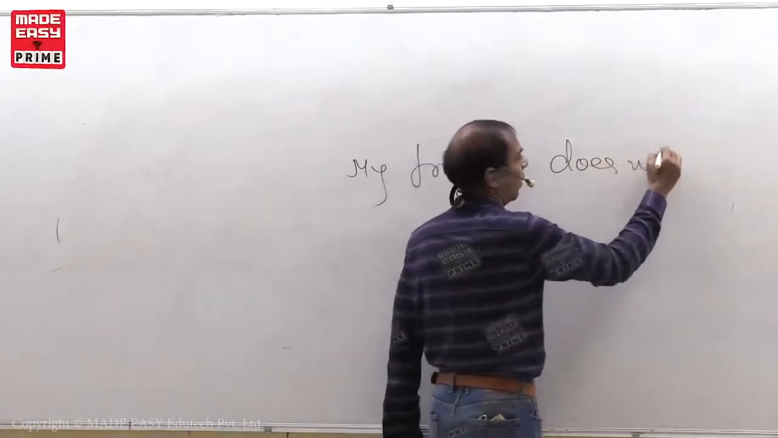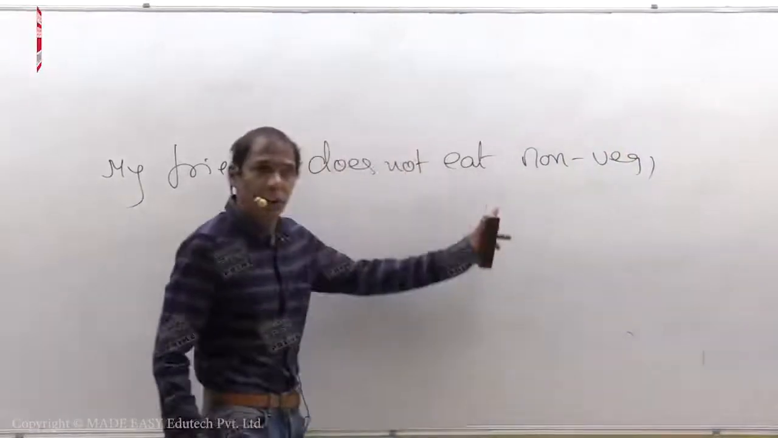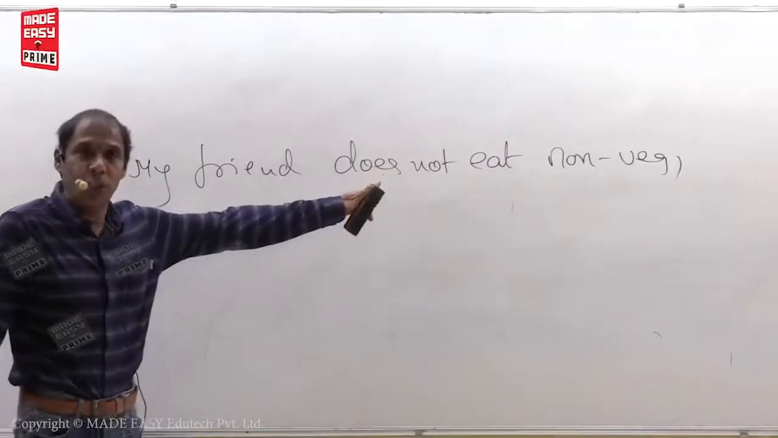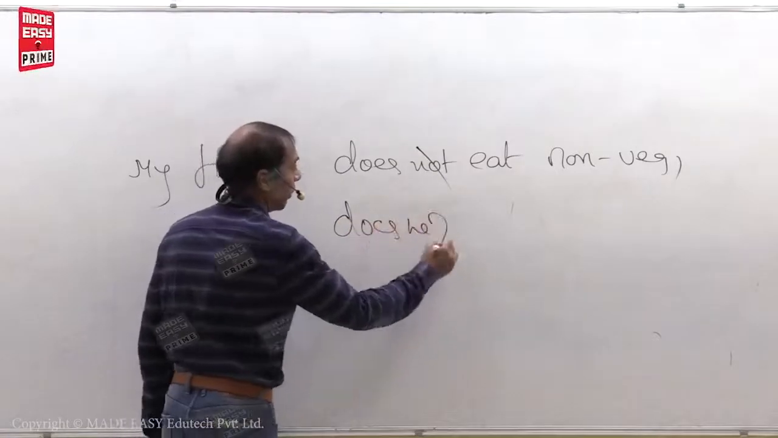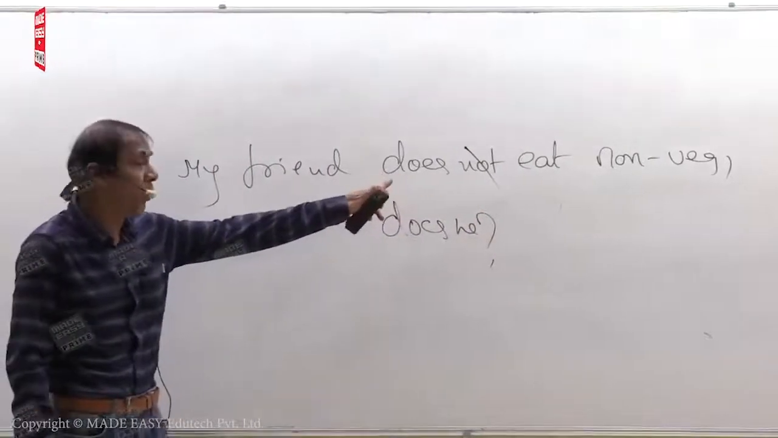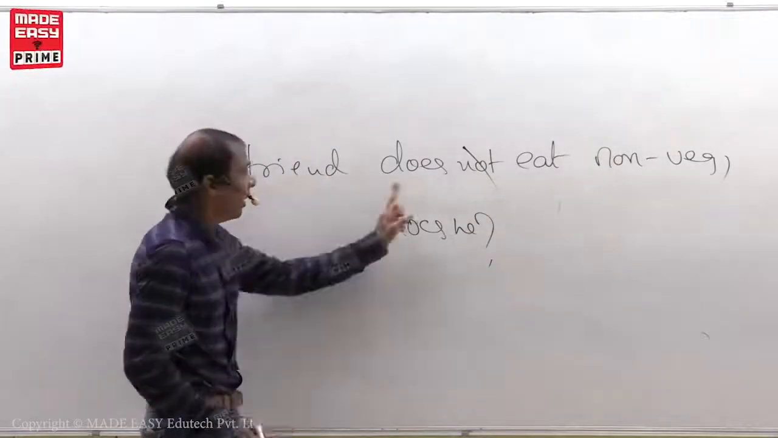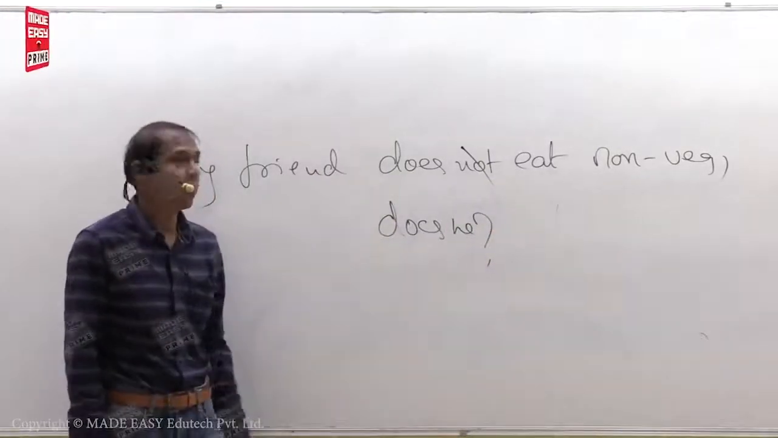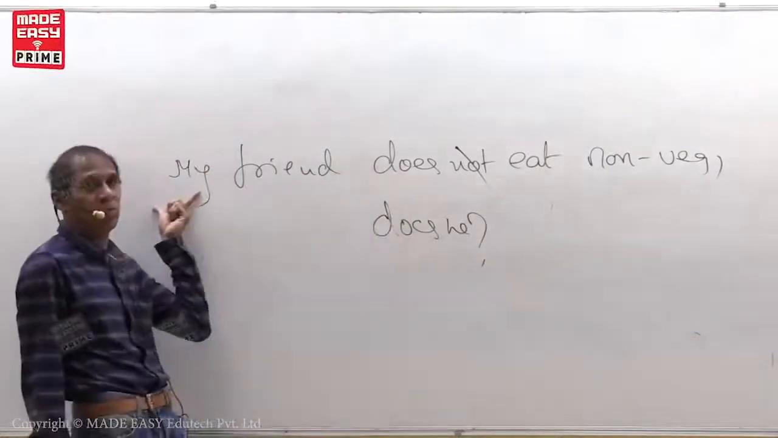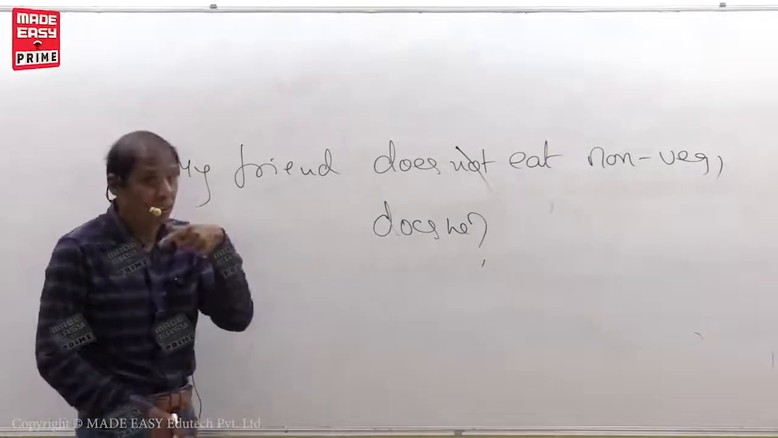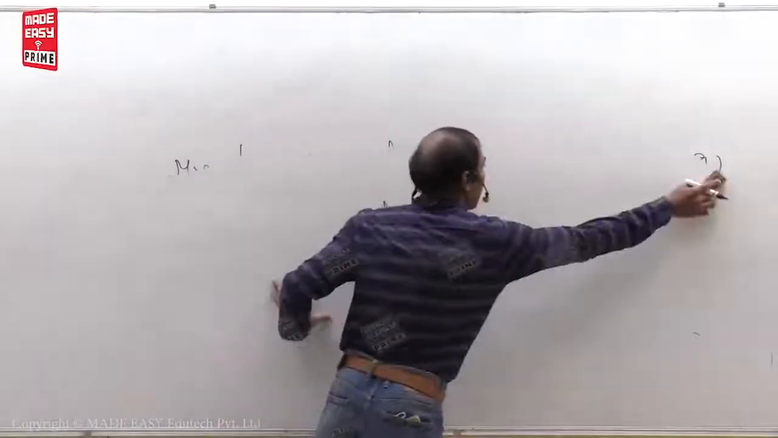My friend does not eat non-veg. This is negative. Question tag must be positive. What I told you, remove not. Does he? Don't strike off. Just to make you understand in the class, I have struck off here. In fact, don't strike off. Okay? My friend does not eat non-veg. Does he? Because statement is negative, question tag must be positive. What is the formula? Special verb plus pronoun. My friend, male or female, we don't know. When the gender is not specified, what I told you, give preference for male.